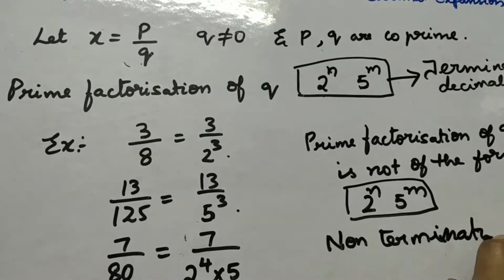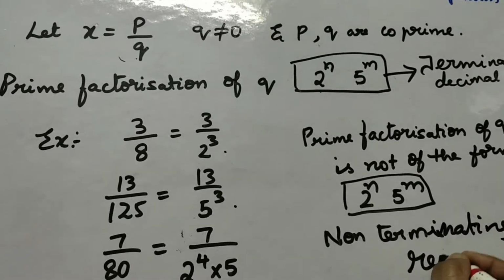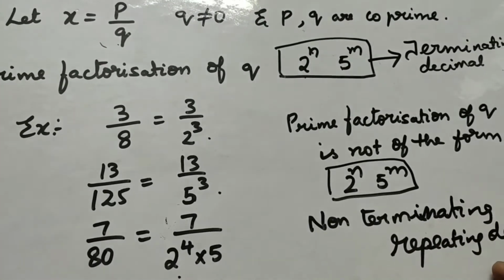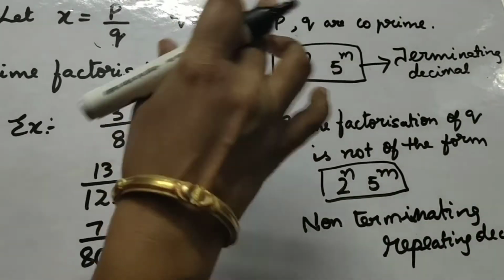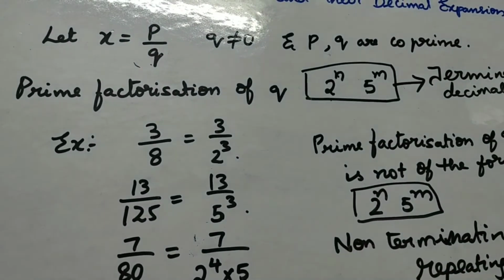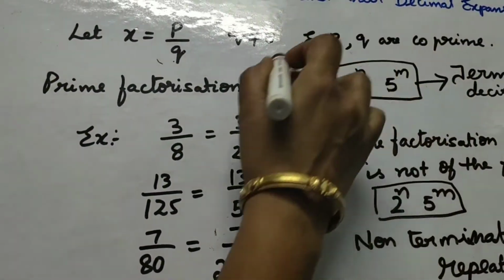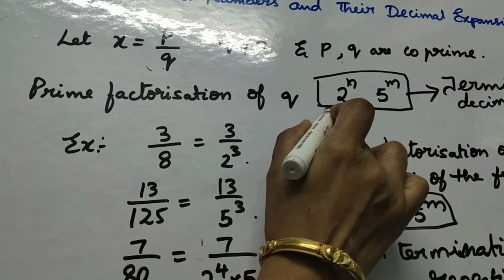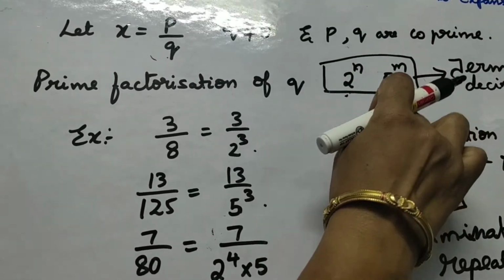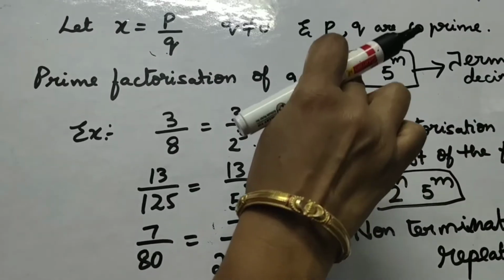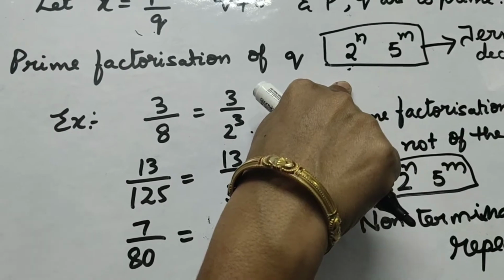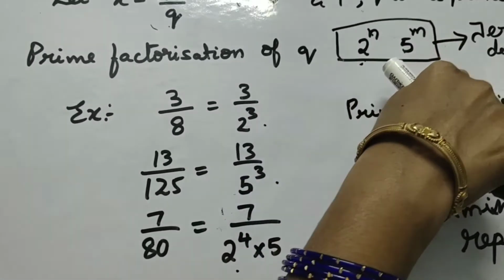So non-terminating repeating decimals and terminating decimals are both rational numbers only. But how do we determine whether they are terminating or non-terminating repeating decimals? Just by expressing the prime factorization of q in the form of 2 to the power of n and 5 to the power of m. To check whether a rational number is terminating or not, if you express the prime factorization of q in this form, it is a terminating decimal.